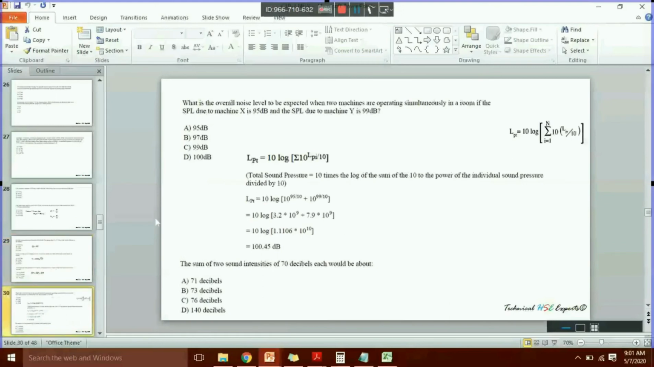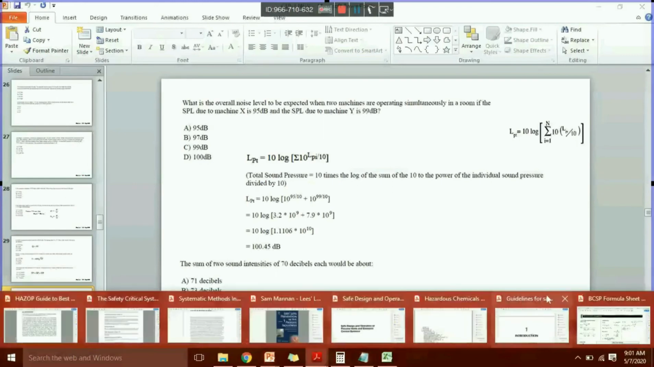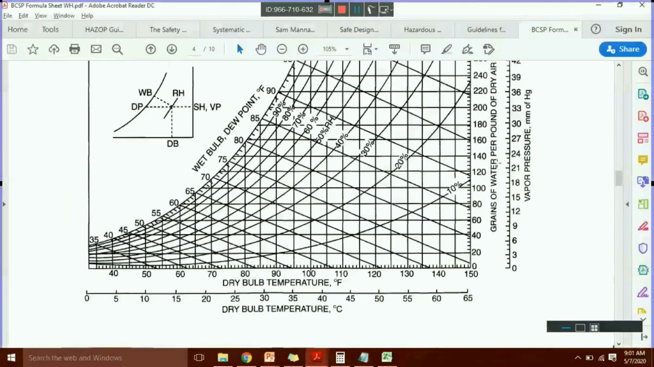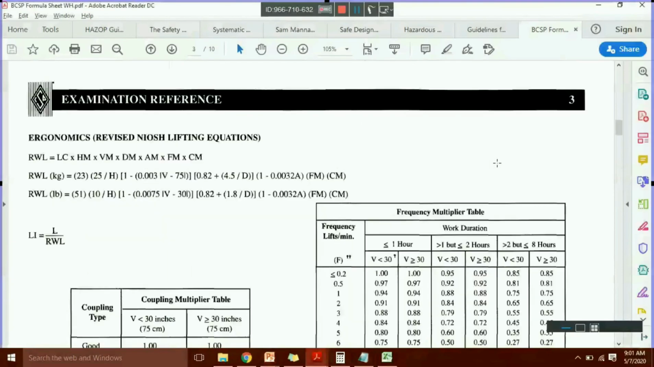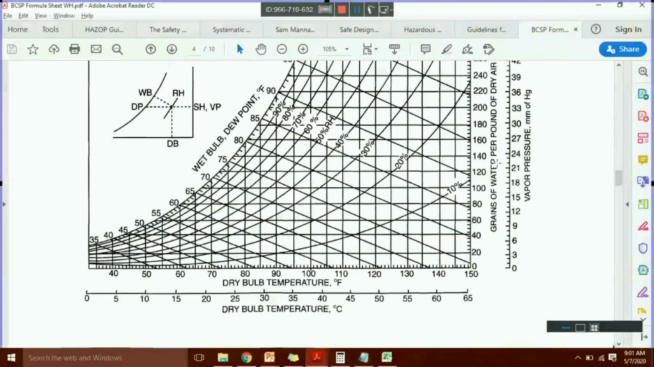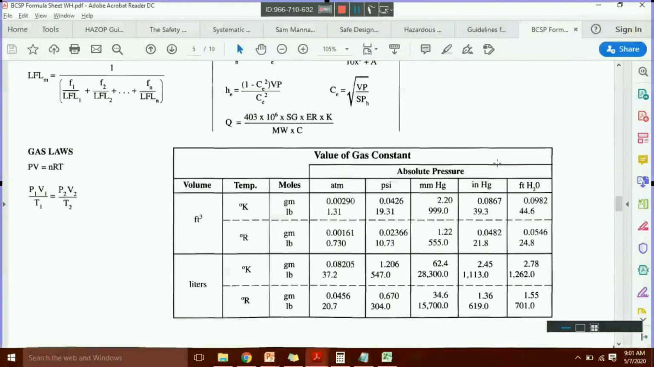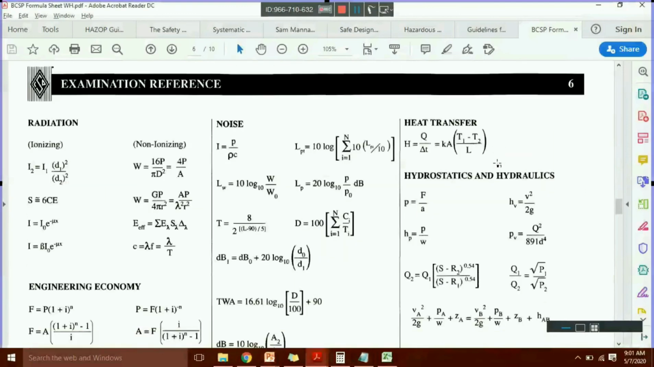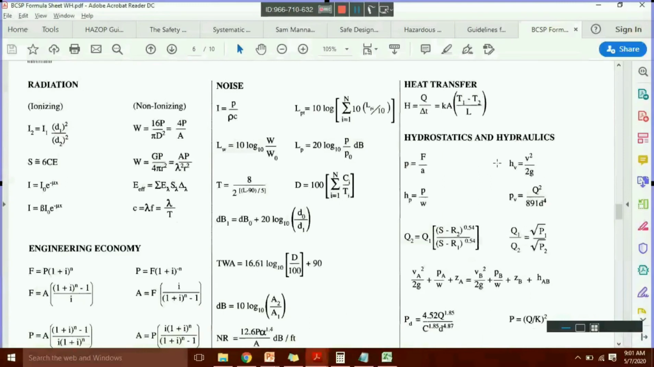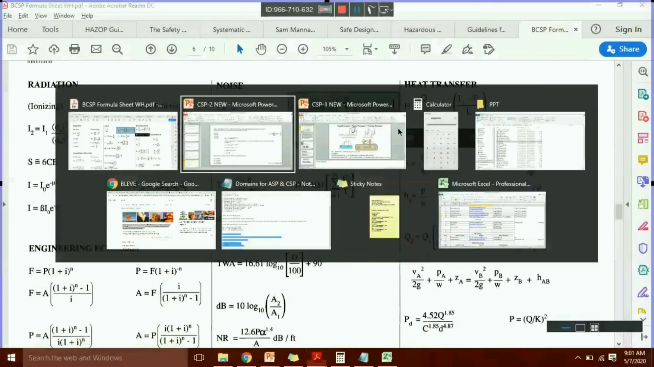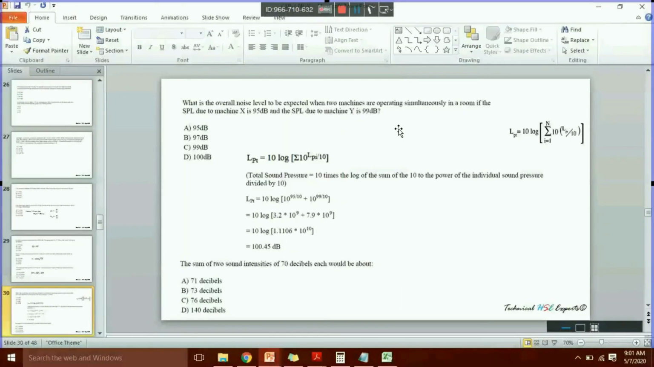So some of the concepts related to noise we will see. Before that, go on to the formula sheet and choose the noise portion. Noise concept is a little bit interesting as well. I will tell you why. Now we will see this formula, how they will be executing. Before that, I want you to note down one thing.